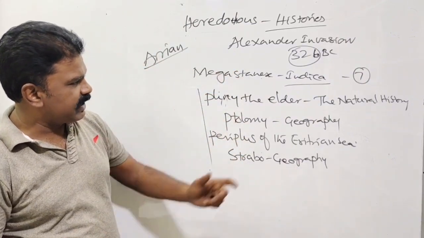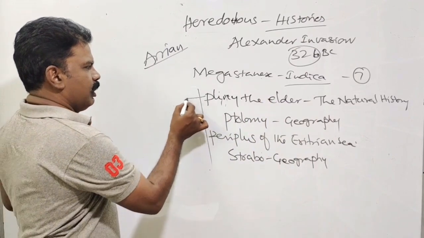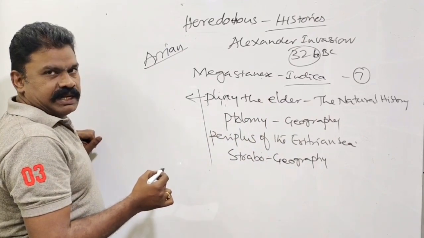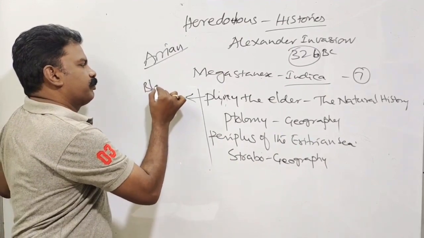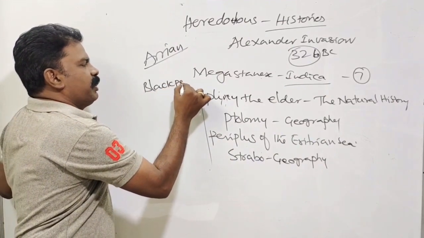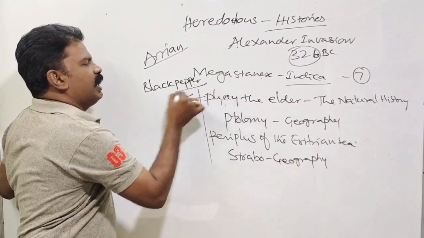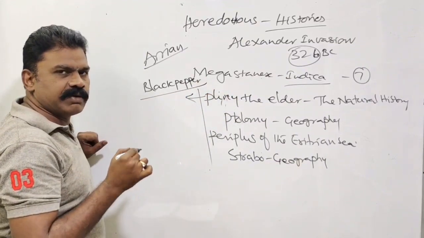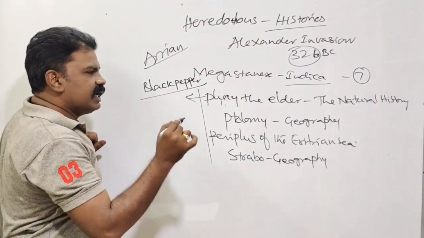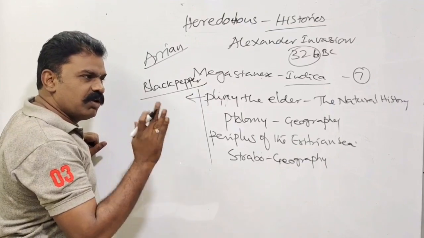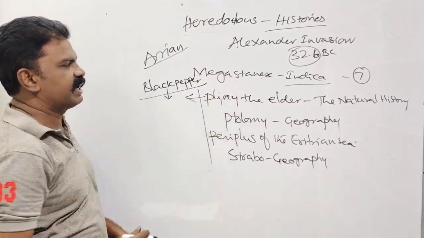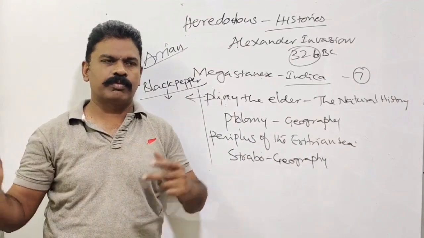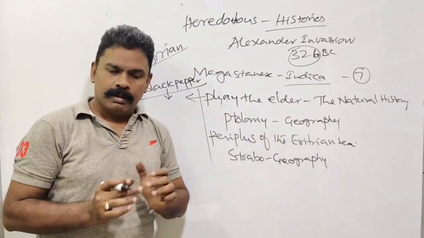For example, Pliny the Elder wrote about Rome's trade with India. He said about black pepper, the importance of black pepper, a valuable item available in India. Greeks gave an equal weight of gold to purchase black pepper. That's why Pliny the Elder spoke of the drain of gold from Rome to India.